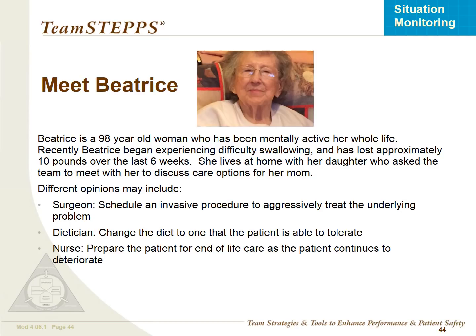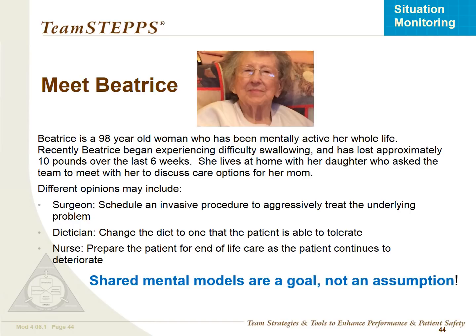The dietitian may have said, let's change the diet to one that the patient may be better able to tolerate. Or the nurse may have said, let's prepare the patient for end-of-life care as the patient continues to deteriorate. While each of these are possible ways of treating Beatrice at that time, if they all sat and didn't communicate with one another, they would not have a shared mental model. Remember, shared mental models are a goal, not an assumption.